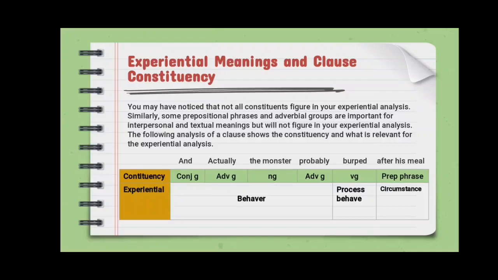So the first thing we do is try to find the verbal group in this clause. The verbal group in this clause is burped. It means bersendawa. So who's the one to burp? Yes, the monster. So the monster here is participant behaver, and after his meal is circumstance.